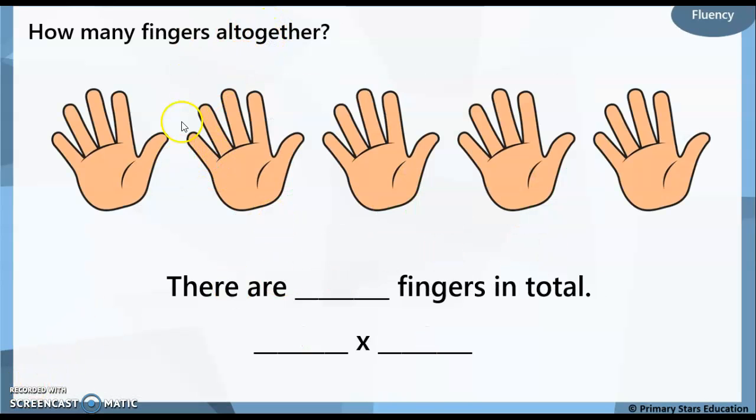How many fingers are there altogether? We've got 1 group, 2 groups, 3 groups, 4 groups, 5 groups. There are 5 fingers in each hand, so it would be 5 times 5. And if we counted that, we'd have 5, 10, 15, 20, 25. 5 times 5, because we've got 5 groups, and there are 5 in each group.